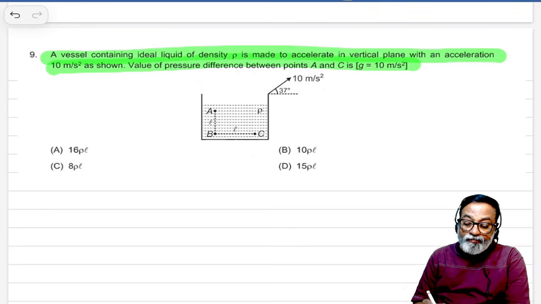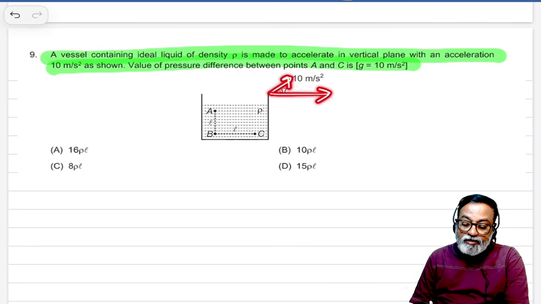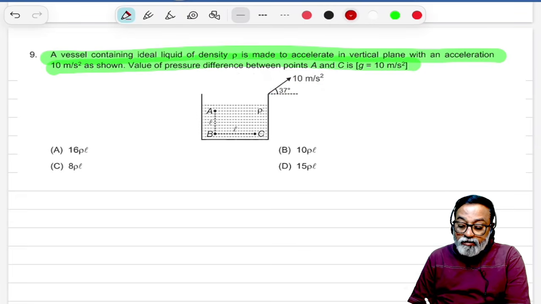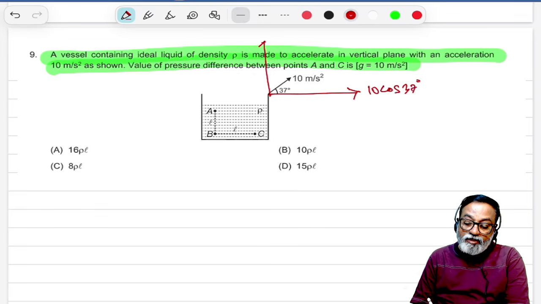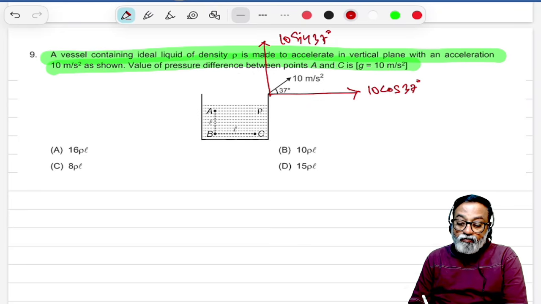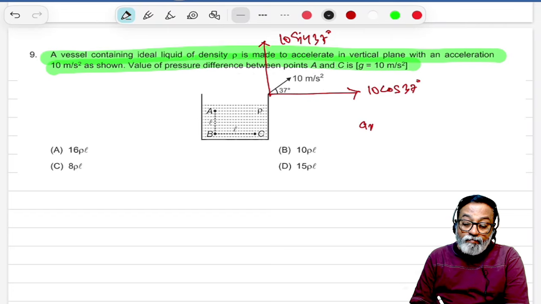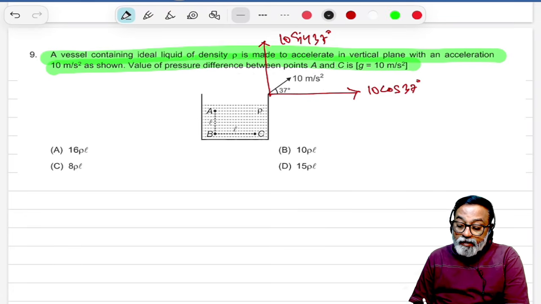Here, this acceleration can be resolved into two components. One is horizontal, another one is vertical. This horizontal component is 10 cos 37 degrees and this vertical component is 10 sin 37 degrees. Therefore, horizontal acceleration, I am taking ax, is equal to 10 cos 37.